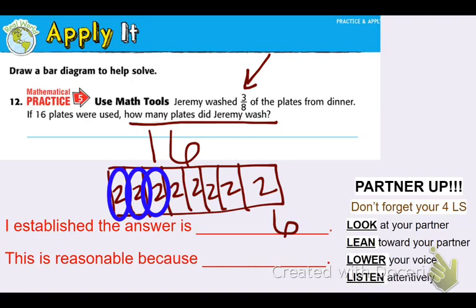It makes sense because he washed 3 parts out of 8. And if I add 2 plus 2 plus 2, which are the 3 parts, I get 6 plates altogether. Jeremy washed a total of 6. I can move on. It's reasonable.